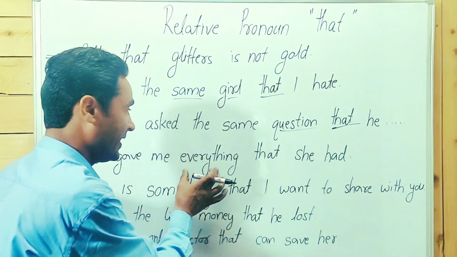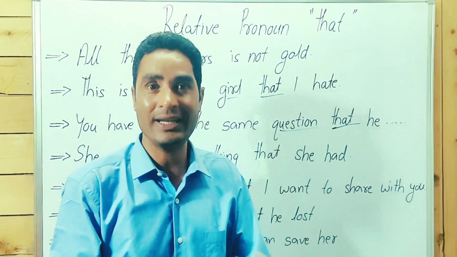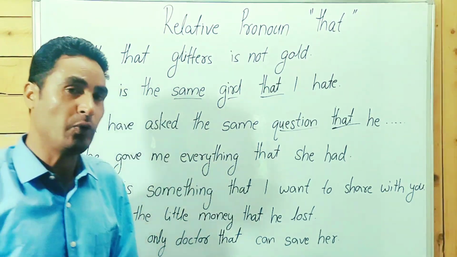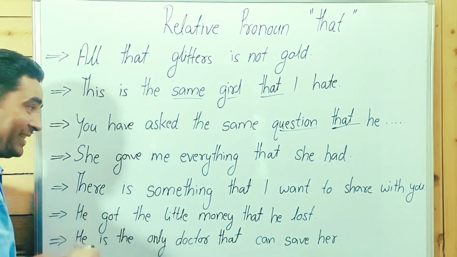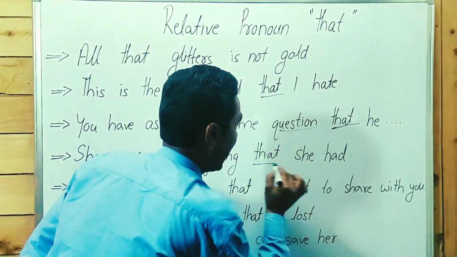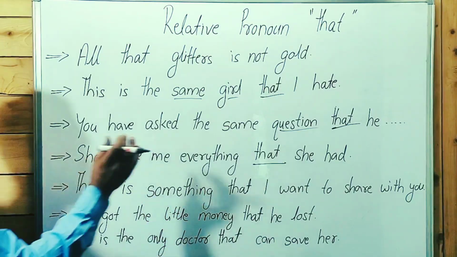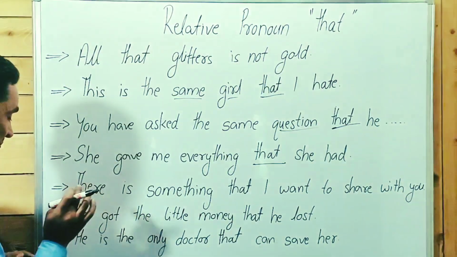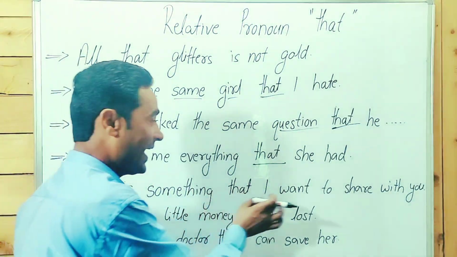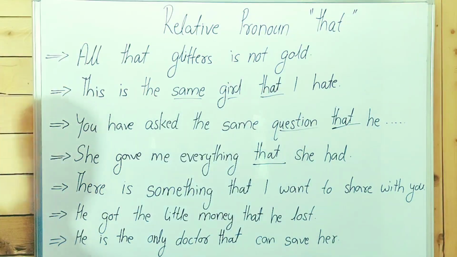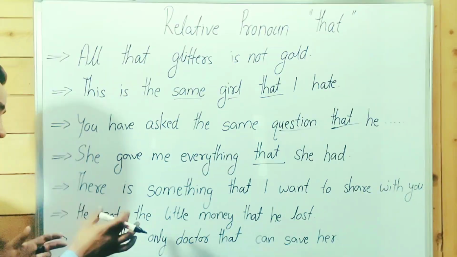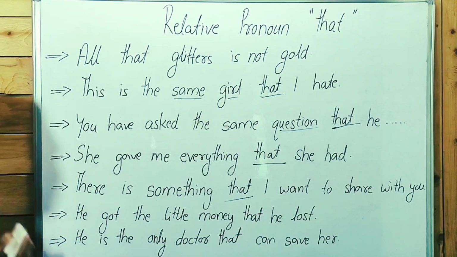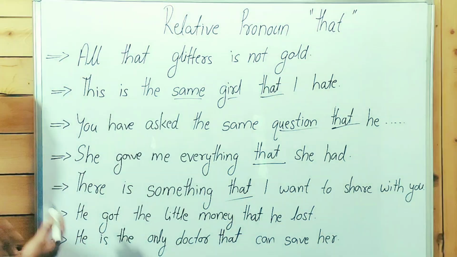She gave me everything that she had. Here, because of everything, she gave me money, whatever you want, she gave me health. She gave me everything that she had. The relative pronoun that is used when the antecedent is everything, nothing, none, etc. Somebody, nobody. There is something that I want to share with you. Here, something is an antecedent. The relative pronoun that is used when the antecedent is something, everything, anything, nothing, none, everybody, nobody. Okay?